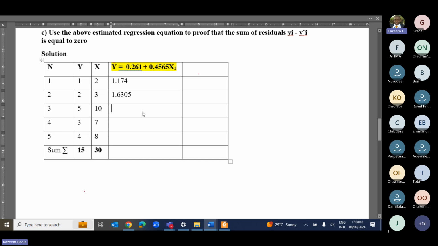So 0.261 plus 0.4565 times 10 is 4.826. If you are in a quiet place, please unmute and speak with me. So 3.4565. The next one is 3.913.